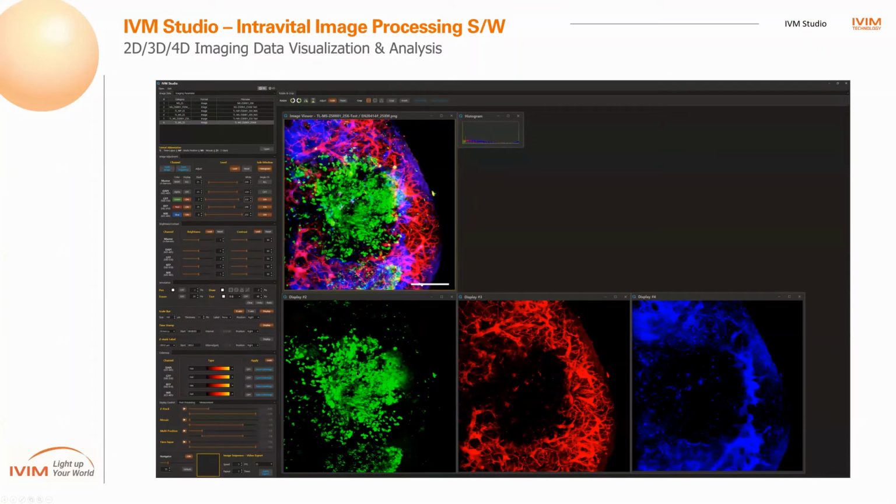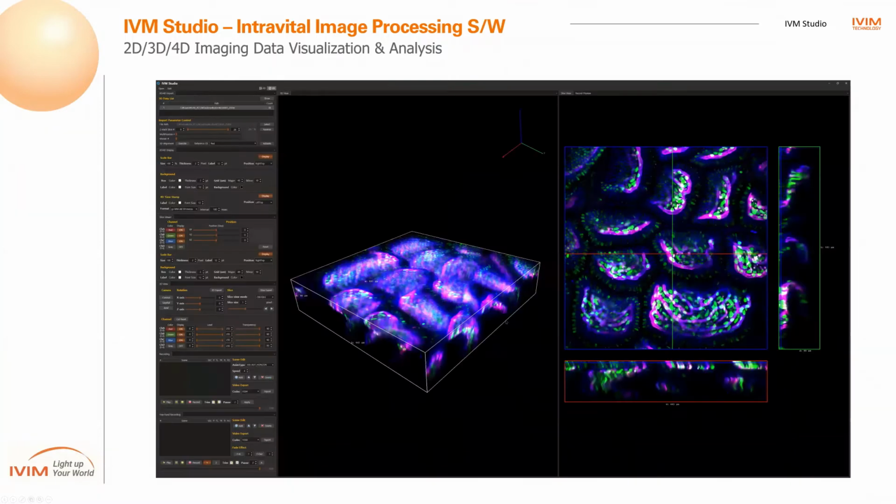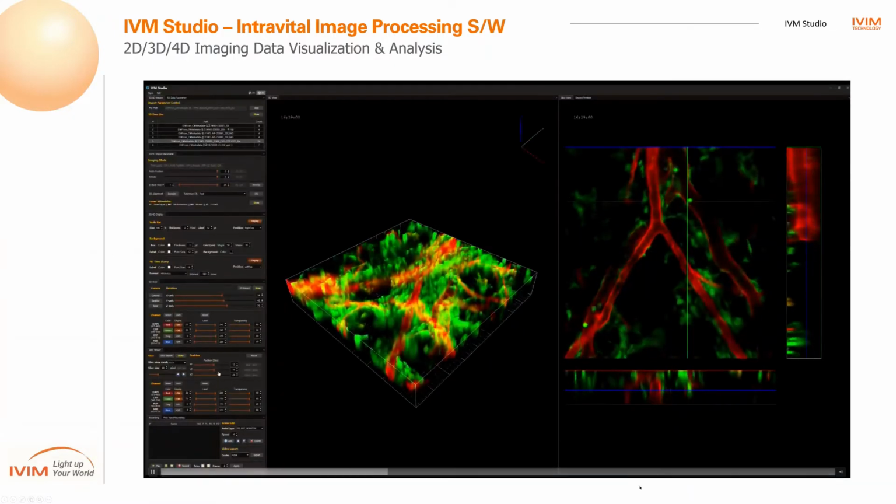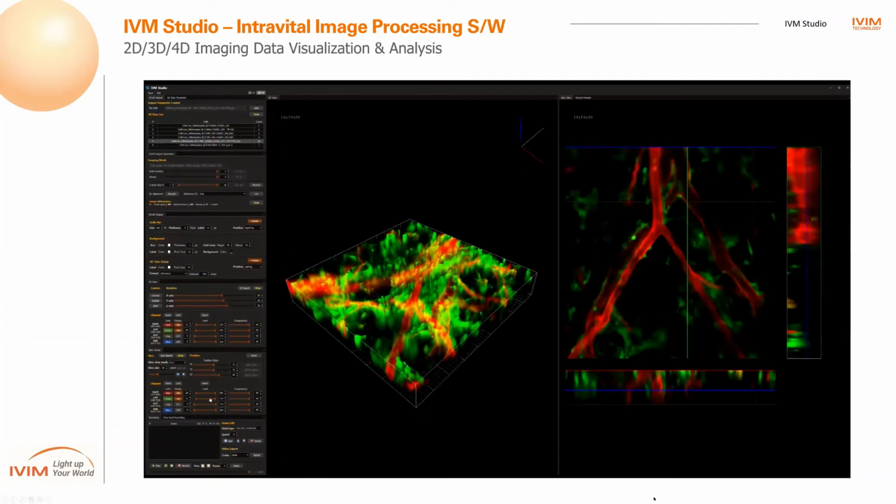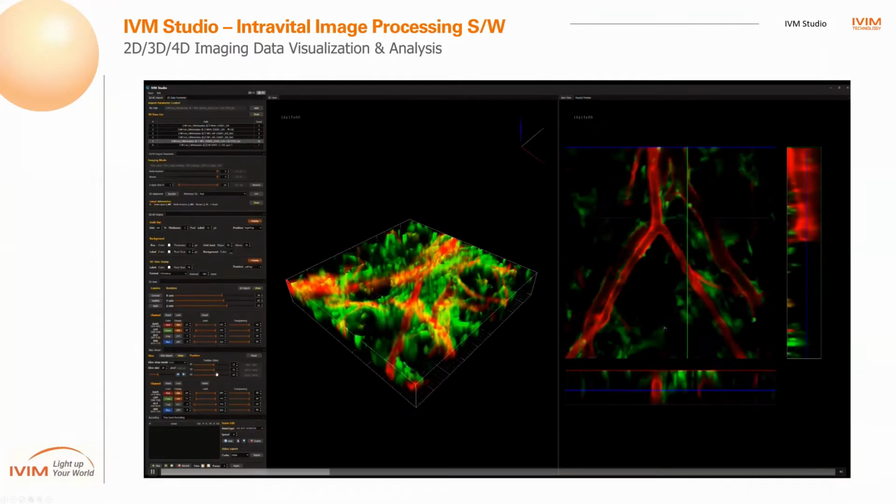And then we also provide the image processing software, the IVM Studio, for 2D, 3D, and 4D imaging data visualization and analysis. So this is the 3D rendered data from the small intestine. You can see the XY and YZ images together with the 3D rendered images. And this is a 4D data set, basically time-lapse 3D Z-stack imaging data. So you can see the movement of the cells in the live tissue of the anesthetized mouse.